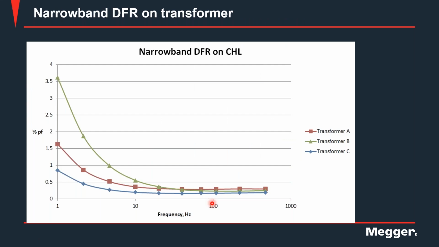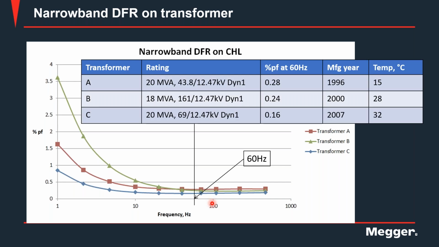Just to show you the kind of information you get from a DFR measurement, here I have 3 DFR curves from 3 different transformers. If you look at the 60 Hertz values of those transformers, all 3 of them are pretty good: 0.28, 0.24, 0.16. They are well within the limit of 0.5%. But you can see that in the frequency range of 1 Hertz to 15 Hertz, the curves differ from each other a lot in the lower frequencies. Not saying that one transformer is bad and the other transformer is good, but there can be changes depending on the state of the insulation in the lower frequencies.